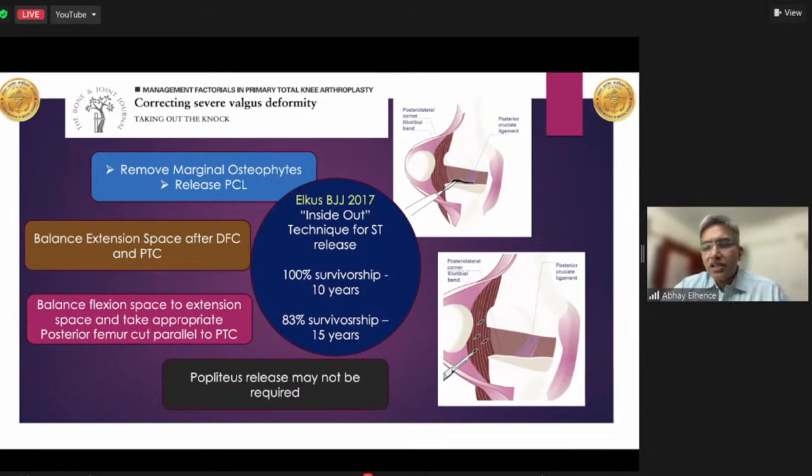And once the extension space is rectangular, then balance the flexion space and take your posterior condyle femur cut and have a nice balanced total knee arthroplasty.